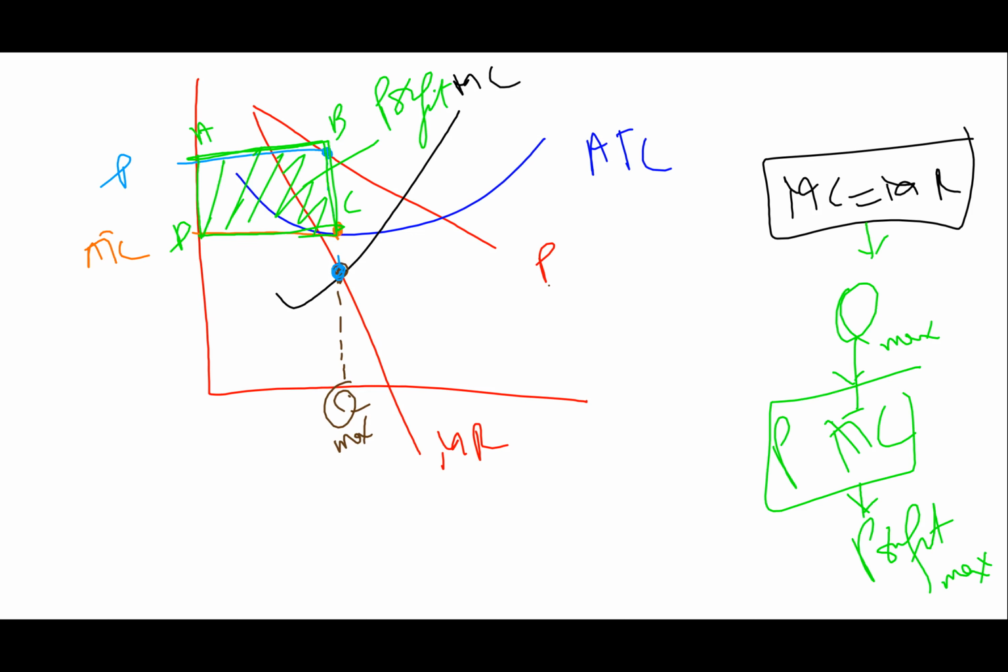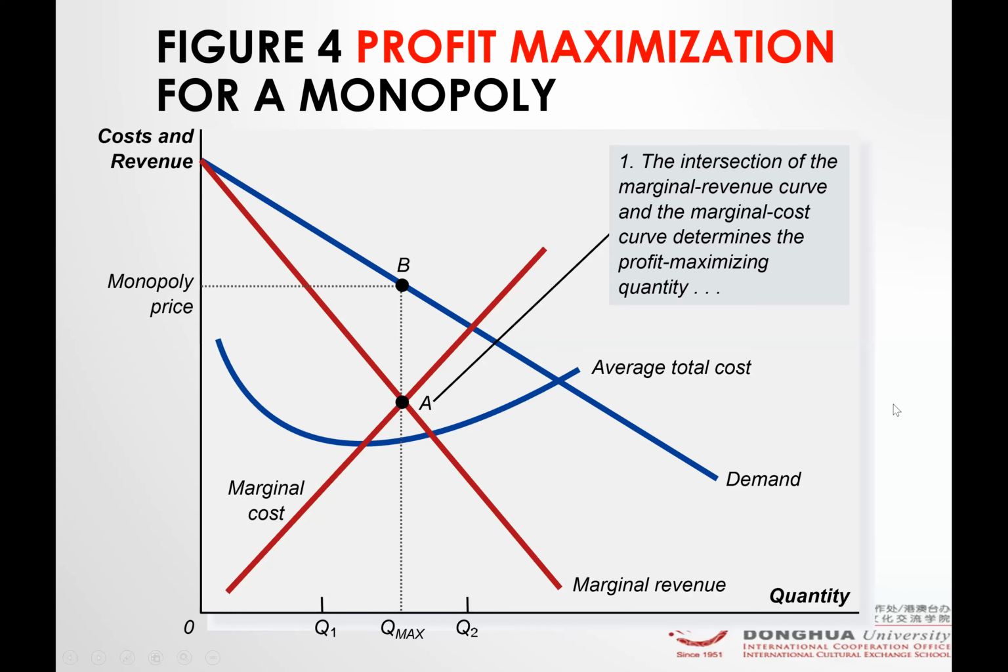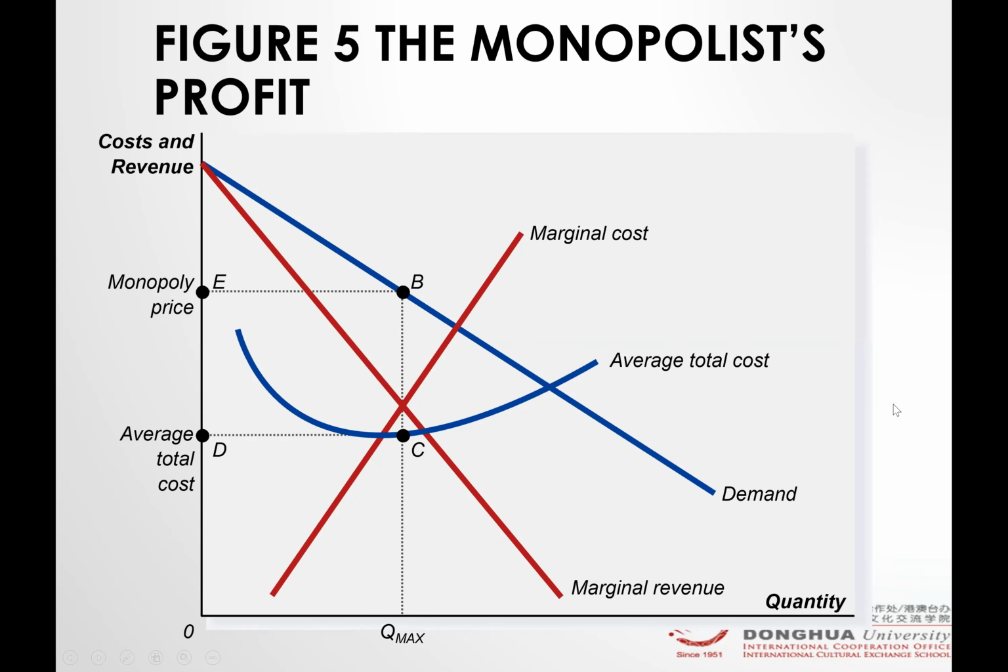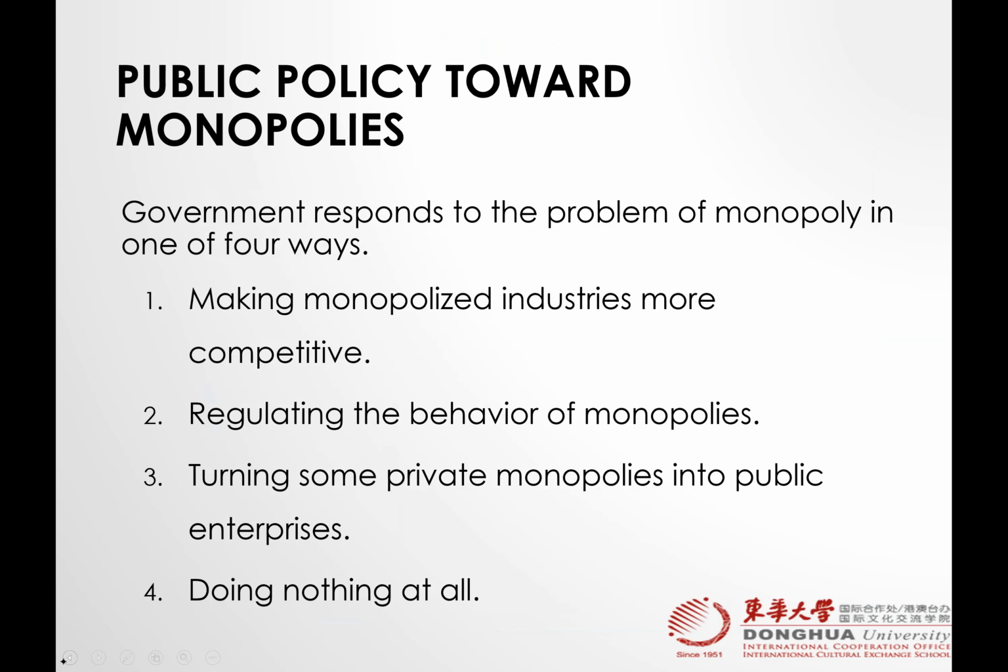So let me go back to this slide here. Here we go. Right? So this is the Qmax. What is the cost? Cost is on the cost curve, which is average total cost. Price is on the price line, which is the demand curve here. So this rectangle EBCD is your maximum profit here, right?